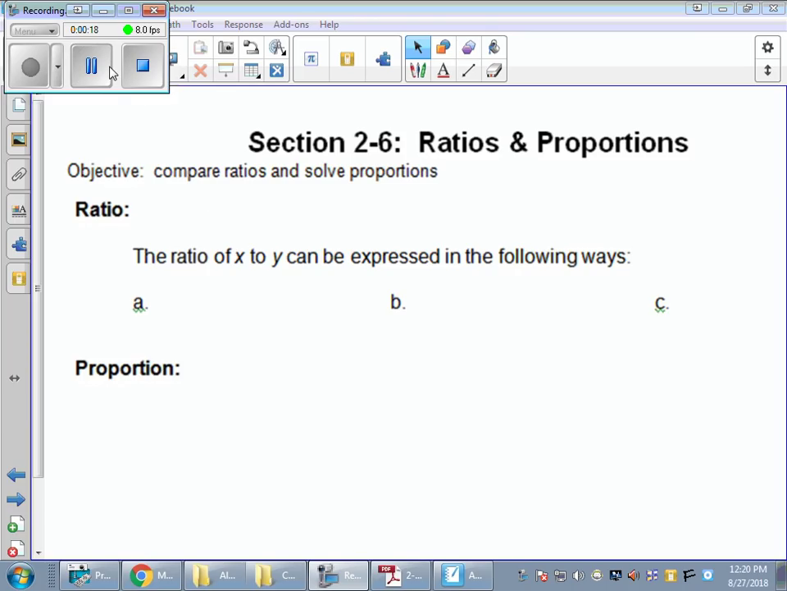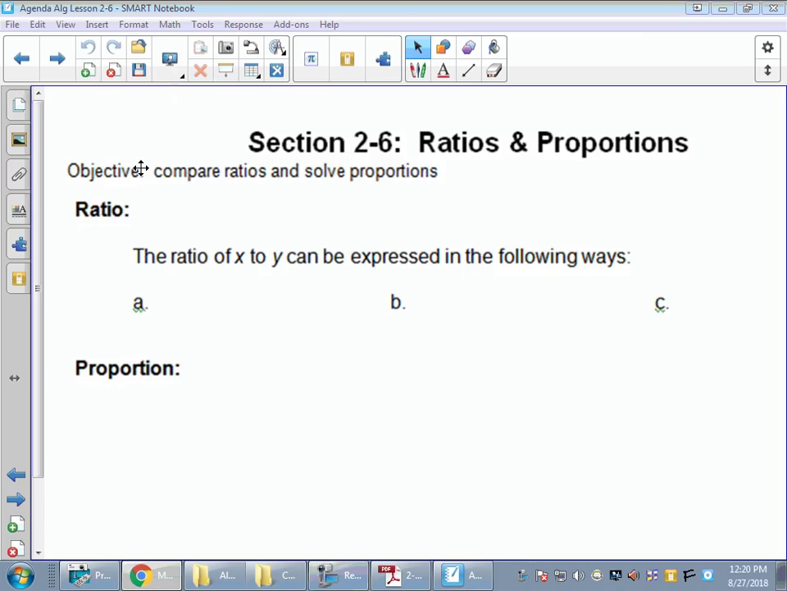Okay, we're back here, Algebra 1, and we're on to Section 2.6, Ratios and Proportions. I know that you guys have seen some of these before, and we've actually done a little bit of work on this already in past sections, but maybe you didn't know that actually what you were doing was cross-multiplying and solving proportions. But so we're going to compare ratios and solve proportions today.